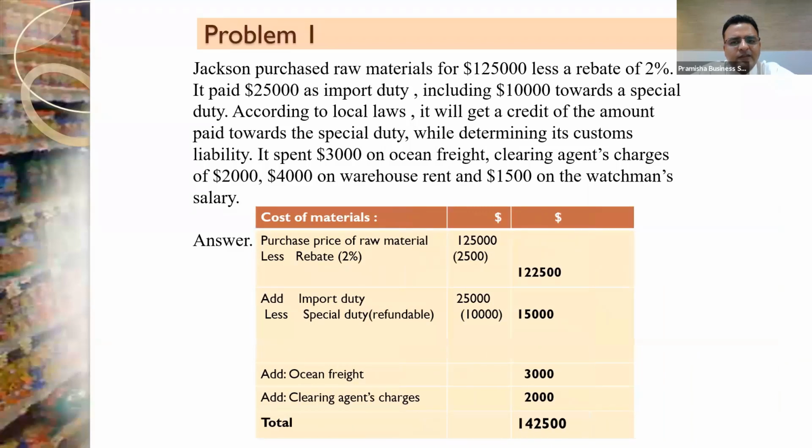So purchase price less rebate, any non-refundable taxes will be deducted. 25,000 will be added as import duty, but 10,000 is refundable, so reduce it, will not include it as part of cost of inventories. Ocean freight will be included because it is necessary. Clearing agent charges included. 4,000 on warehouse rent and 1,500 on watchman's salary will not be included because they are not necessary to bring the inventories to their present location and condition. These are your administration expenses. Is that clear?